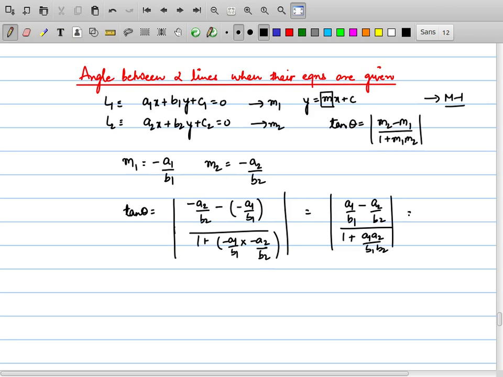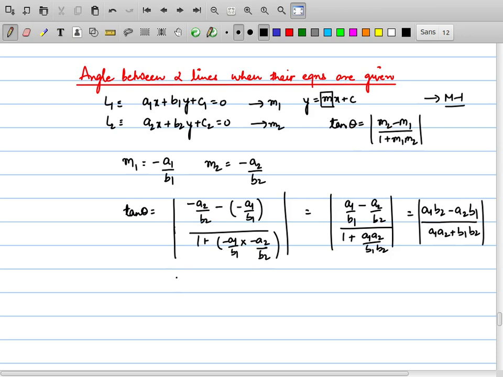So what do we get? a1 b2 minus a2 b1. b1 b2 gets cancelled in numerator and denominator. We have a1 a2 plus b1 b2. This is your direct formula for finding the angle between the two lines. You don't have to first find m1 and m2 and then put them in. Just find a1, a2, b1, b2, put these values in this formula and you'll get the value of theta.